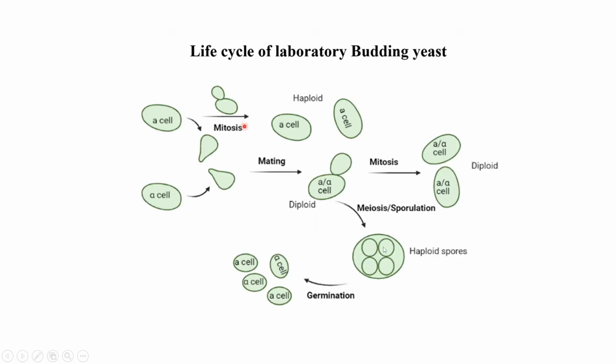Okay, so in that condition, it will form the haploid spores, and after germination, these haploid spores will be converted into individual A and alpha cells, okay, daughter cells, which will have the crossover product compared to the A and alpha cells of the diploid organism. And this is an additional survival mechanism in the nutrient deprived condition.